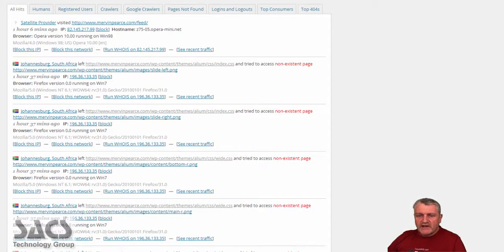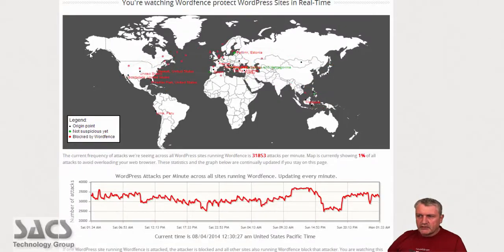Now, Wordfence, what that does for you is protect your sites in real time. What is happening here at the moment, we've got 3,853 attacks per minute happening in the WordPress Wordfence security mechanism. The red indicates here that it is blocked by Wordfence and it's a known attack. Green is not suspicious, and then the black is the origin point. And you'll see that a lot is happening at the moment, only showing 1% at the moment. It is quite a lot.